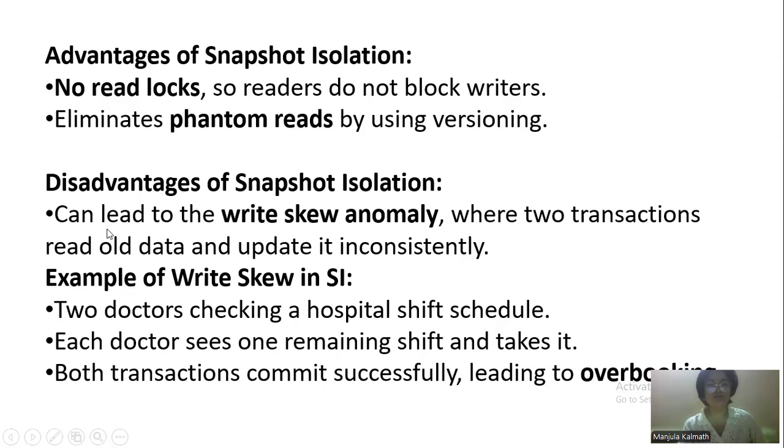The disadvantage here is that it can lead to the write skew anomaly. Write skew anomaly is the opposite of phantom reads. In this case, after committing the transaction T1, it creates its snapshot. There we have some value a equals 100. This is the output of that transaction. Then the other transactions will be waiting for that one.